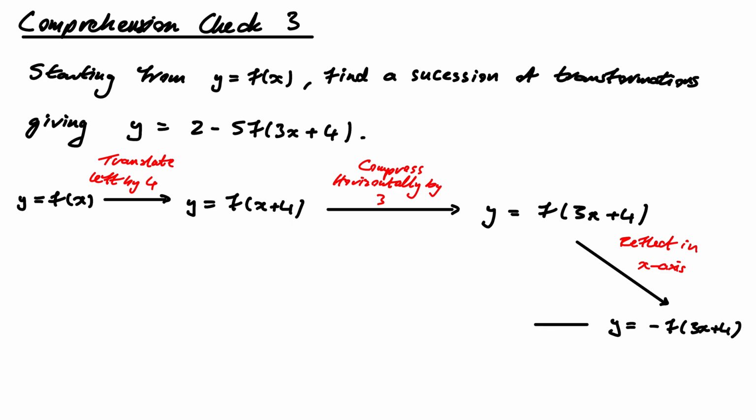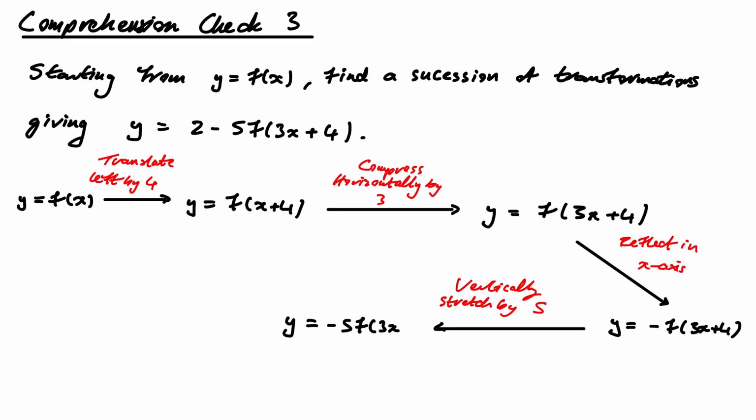So next, do we need to do a vertical scaling or stretching? Maybe I'll bring it over here a bit. Well, yes, I've got a 5 there. So I'm going to vertically stretch by factor 5. So that's 5 multiplied by the entire thing. So that gives y is equal to minus 5. Let's get a bit more room here. So this is y is equal to minus 5f of 3x plus 4.